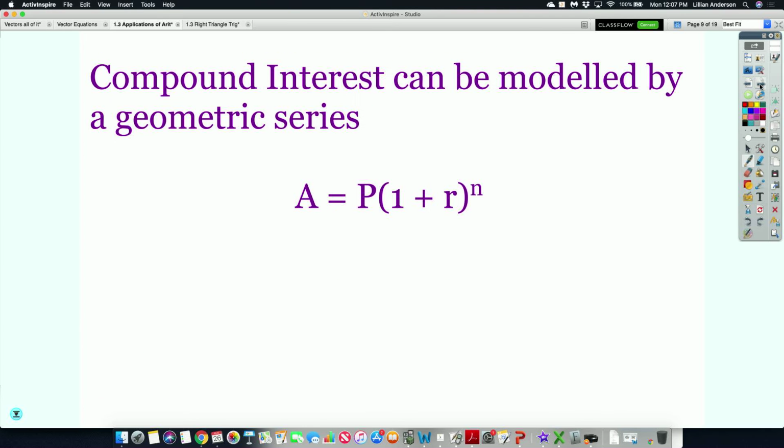Okay? Compound interest can be modeled by a geometric series. A equals P times (1 plus R), that quantity to the nth power. A, P, R, and N are the exact same A, P, R, and N from before. Okay?